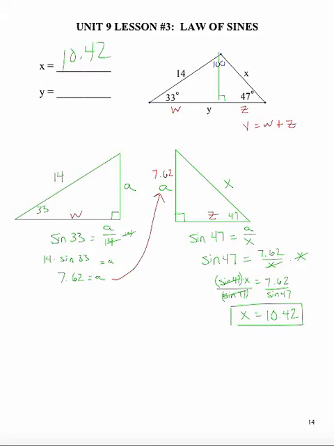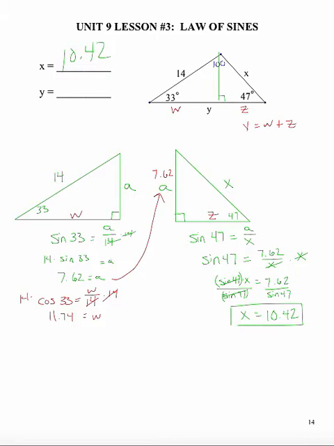I could do a Pythagorean theorem now that I know that a is 7.62, but it's always a good idea not to use a number you calculated in case you calculated it wrong. So instead, using the left triangle, I'm going to say the cosine of 33 would equal the w that I'm trying to find over the hypotenuse of 14. So again, I'd multiply both sides by 14 to get w by itself. So I need to take 14 times the cosine of 33, and I get 11.74.